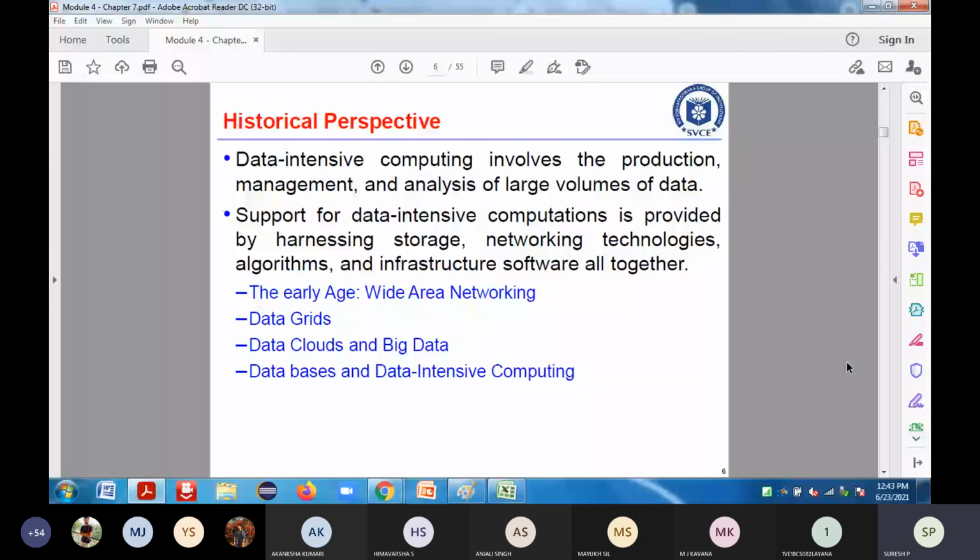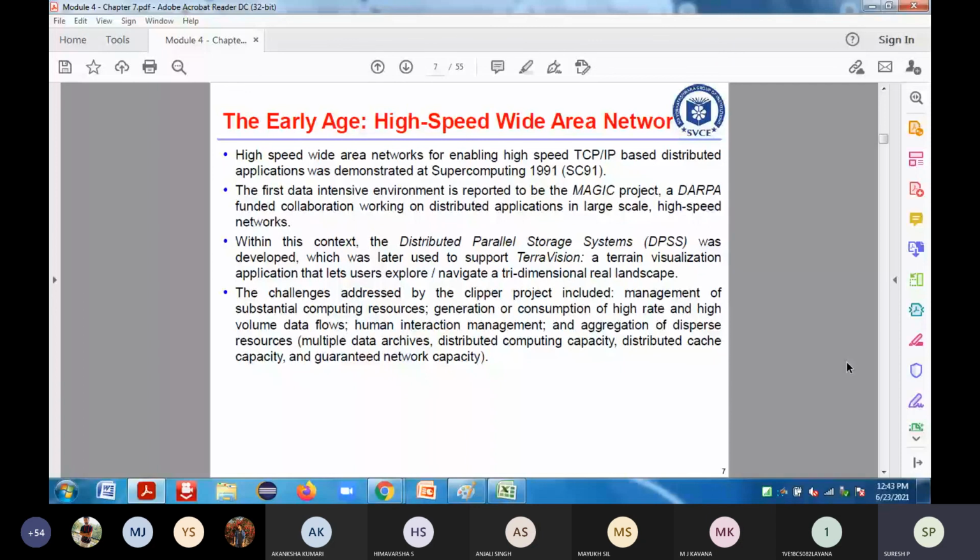Next, with the data which is stored in the data clouds and big data, they are going to have the databases. If you want to analyze for some operations, you should have some database and data intensive computation should be there. So what do you mean by data grid? It has been explained. I will go through the data grids in tomorrow's class.